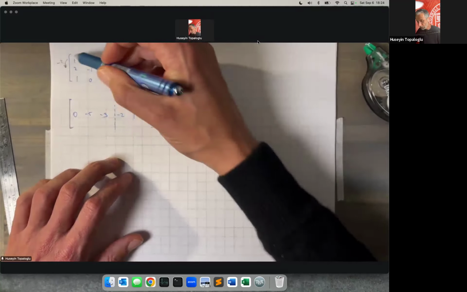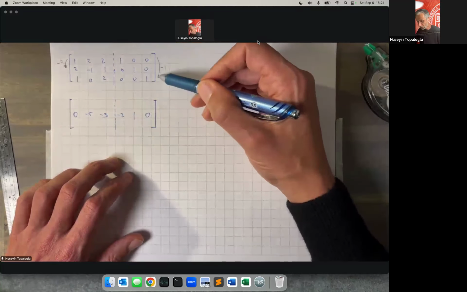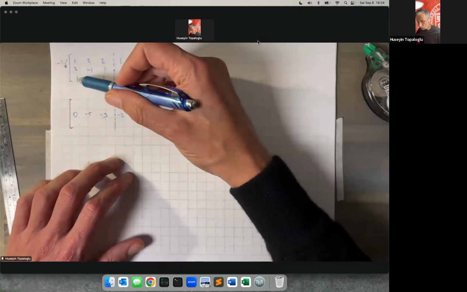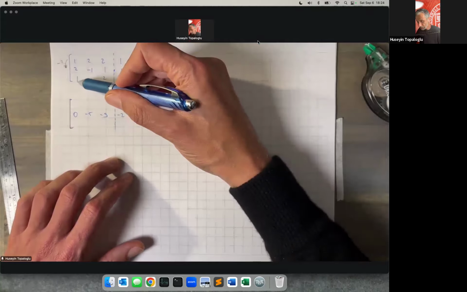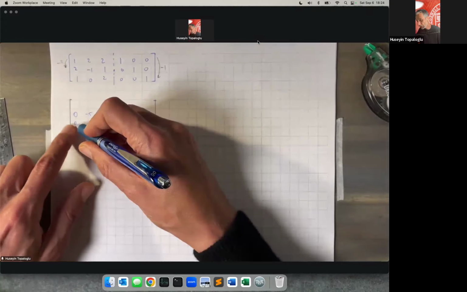Let's apply row operations on the third row. Take the first row, multiply by negative 1, add it to the third row. 1 times negative 1 is negative 1 plus another 1. That's a 0. I wanted a 0 here anyway.